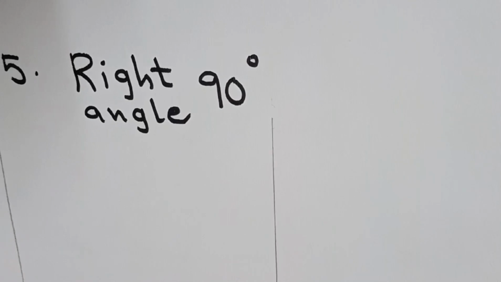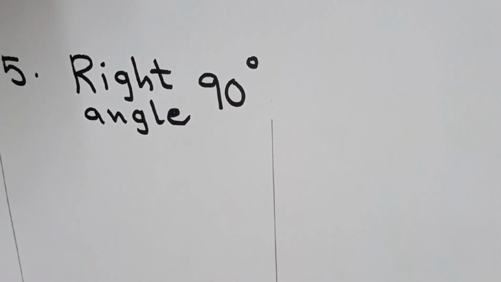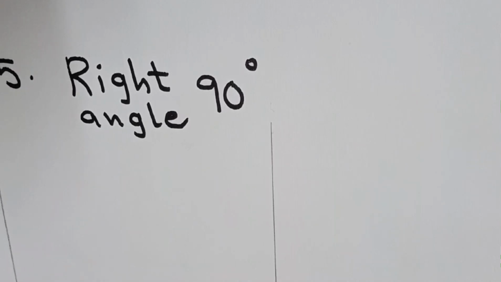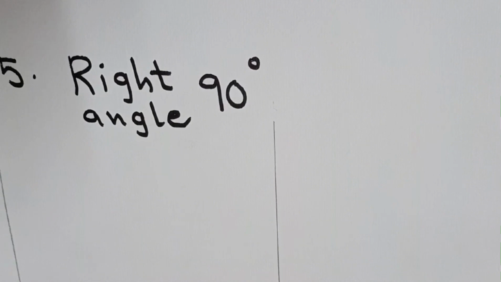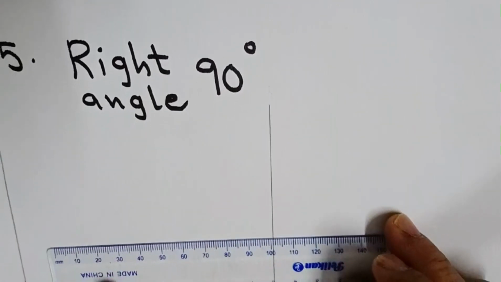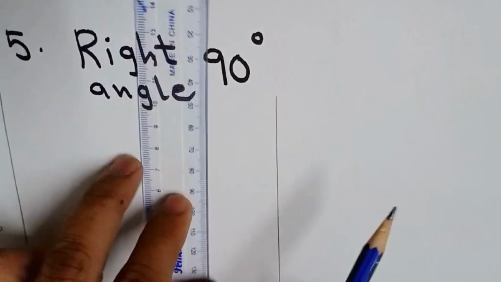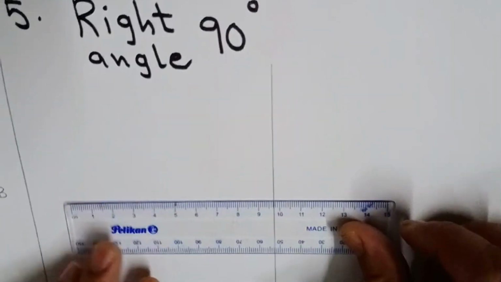Right angle is 90 degrees. The word right means 90 degrees. Now we have to construct its angle bisector. Okay students, now the first step: take a scale. This is millimeter. We are taking centimeter.